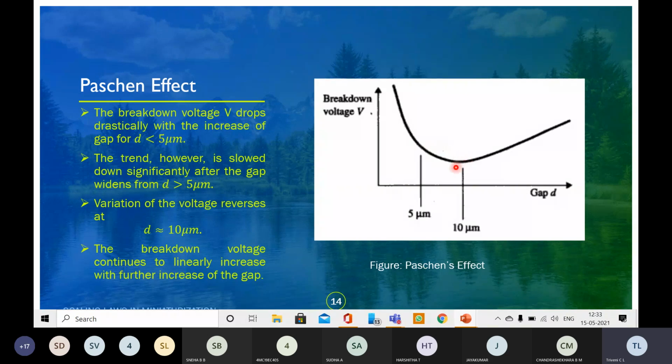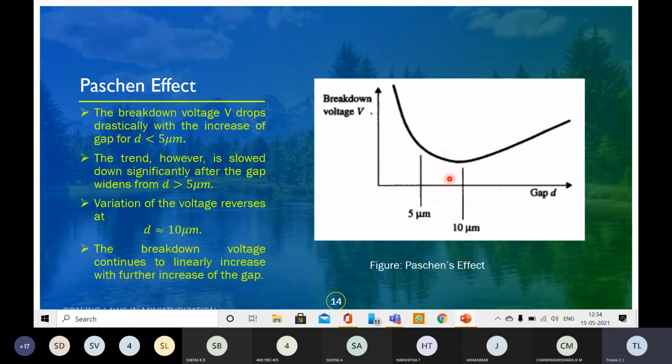Now if I reduce the gap, then the breakdown voltage is still more reduced here. You can see this breakdown voltage V will drop drastically as the gap D is reduced to less than 5 micrometer. So if this gap is very much less than 5 micrometer, then automatically this voltage will drop here. However, if I slowly increase the gap greater than 5 micrometer, you can see the widening here.